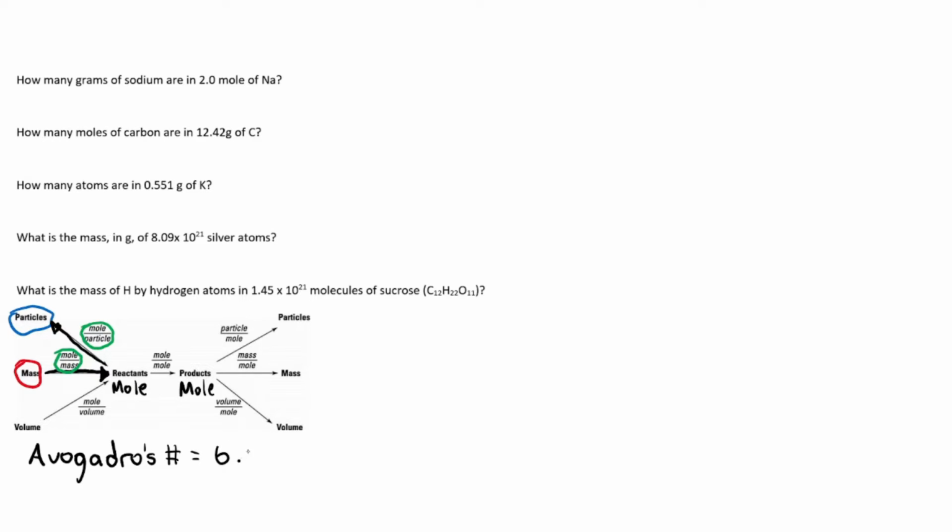Avogadro's number is 6.022 times 10 to the 23, and that's going to give you atoms or particles or molecules, and that's what you're going to use to convert into these different types of questions. So how many atoms are in 0.551 grams of potassium?